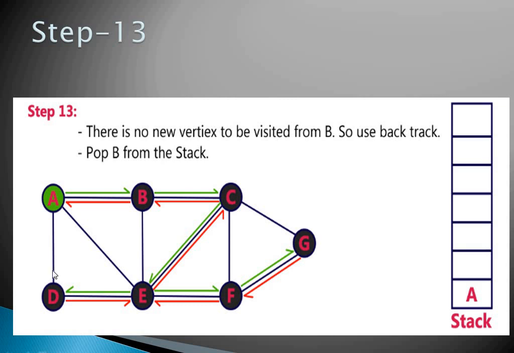Next step, now from C you have to visit the next non-visited vertex, but there is no other non-visited vertex. So you have to apply backtracking here. When you apply the backtracking, there is no new vertex to be visited from B, so we'll use the backtracking method. Now this B will become black, and when it becomes black, it will be removed from the stack. So pop B from the stack here. Now you can see that B is removed from the stack here, right?